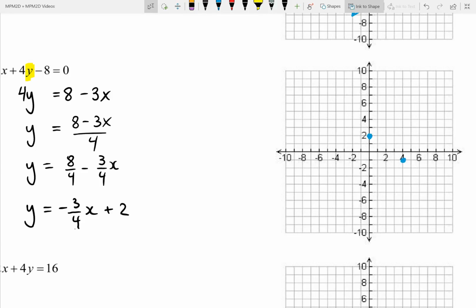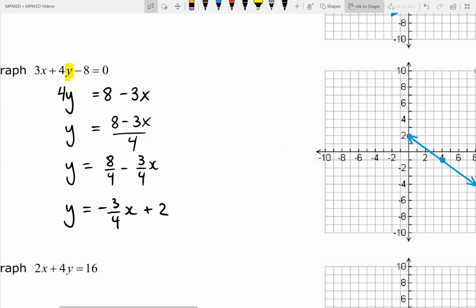Okay, you can repeat the same idea and make another point. So you go down 3 and then to the right 4 and plot your point. And then you connect your points with your straight line. Okay, and you can extend the line if you like, but as long as you show the 2 arrows in both ends, it indicates the line continues. All right, so let's try another one.